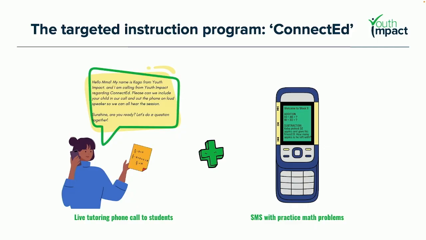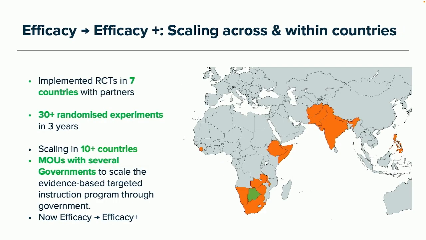The program is a one-on-one weekly phone call tutoring for kids in primary school, and then has some weekly math SMS problems. In the first week, you're delivering tutoring at the level that they're at. So if they knew addition but not subtraction, you're teaching them subtraction. You do a quick, tiny assessment at the end of that call, and then you decide what you're teaching next week based on that. So if they got the subtraction correct, you move up to multiplication. If they got it incorrect, you repeat. So that's how the targeted instruction works for this program.